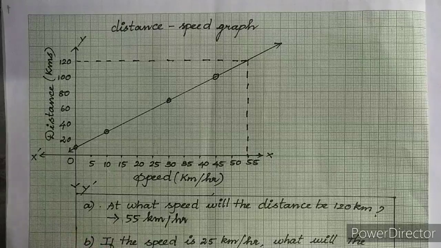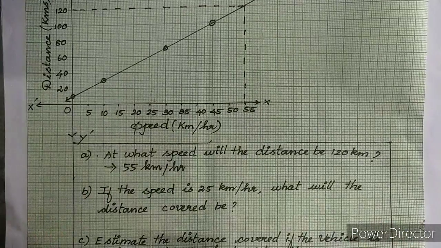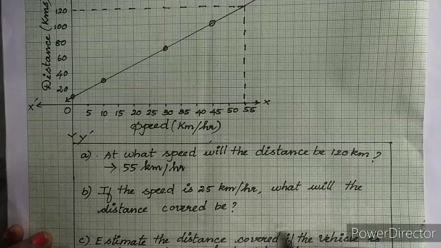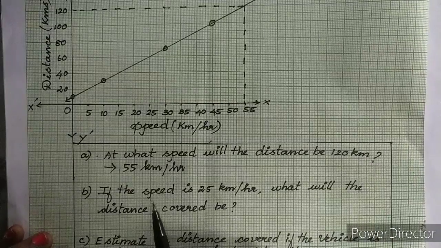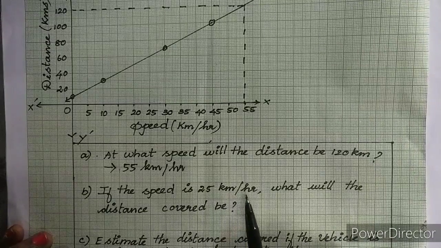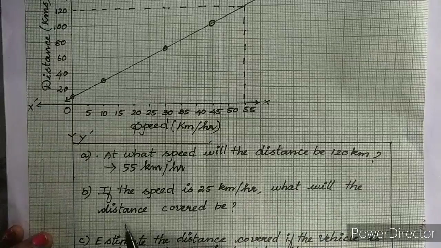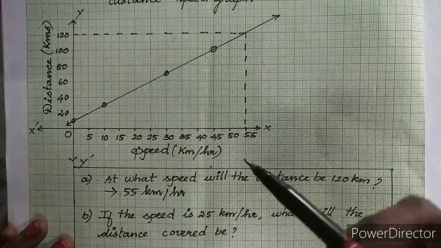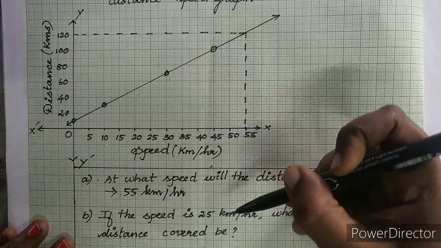And similarly, the next question is, if the speed is 25 km per hour, what will the distance covered be? So we are given the speed, that is 25 km per hour, and we are asked to find the distance covered. Speed is on the x-axis. So we are given 25 km per hour.